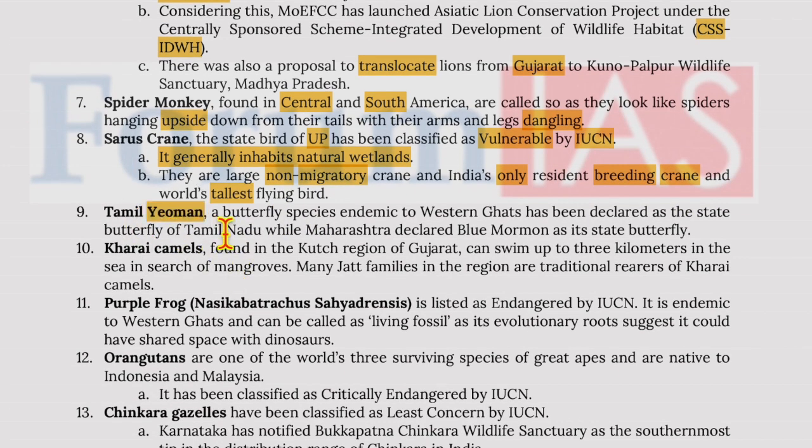Now, Tamil Yeoman is a butterfly species endemic to the Western Ghats and has been declared the state butterfly of Tamil Nadu, while Maharashtra declared the blue mormon as its state butterfly. Now, moving on to Kharai camels. They are found in the Kutch region of Gujarat and can swim up to 3 kilometers in the sea in search of mangroves. Many Jat families in the region are traditional rearers of Kharai camels.